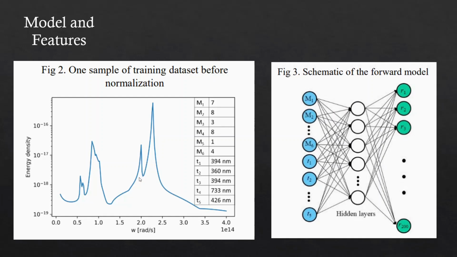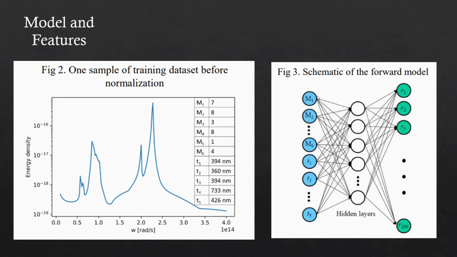Here we have the schematic of the model. The forward model. Why did I name it the forward model? Because this model learned how to map the structural features to the output spectral. So this is the forward model. The inverse model would be if we give the model the spectral, the output, and expect the model to predict the structural features, the structural properties, for us. This would be the inverse model.